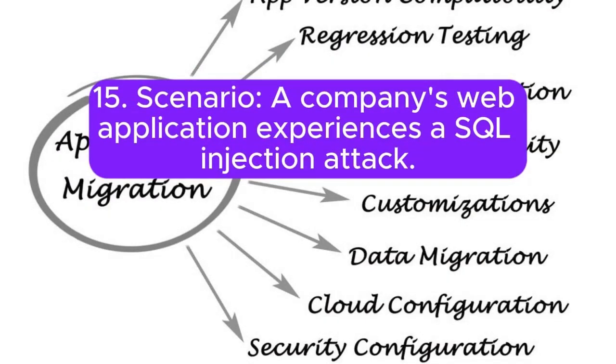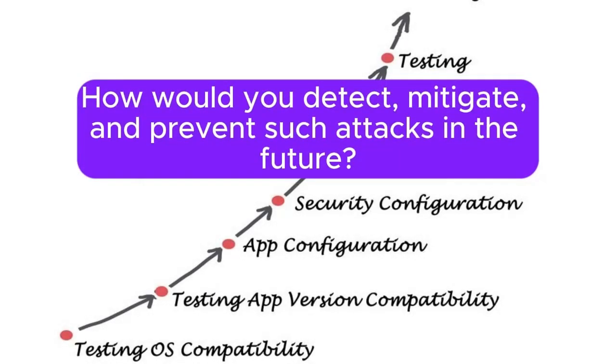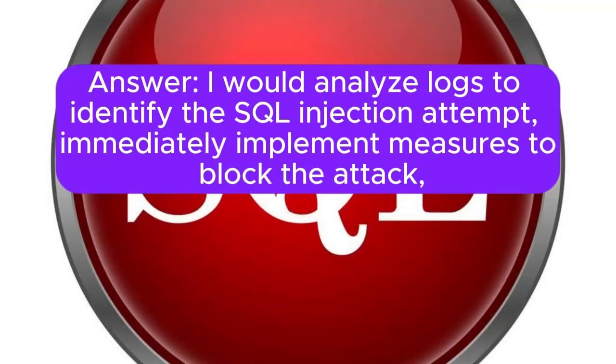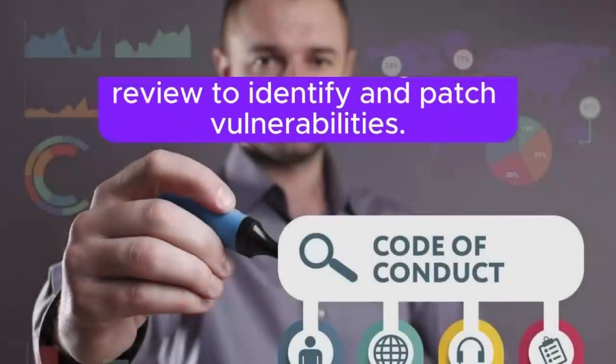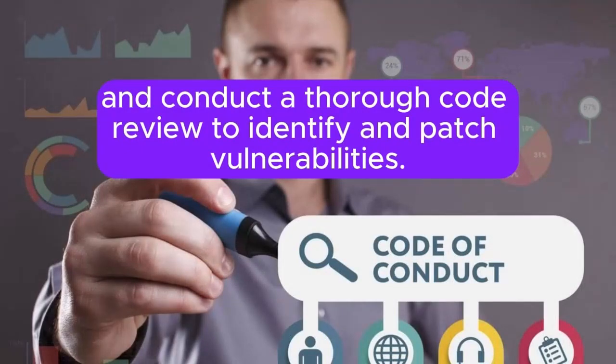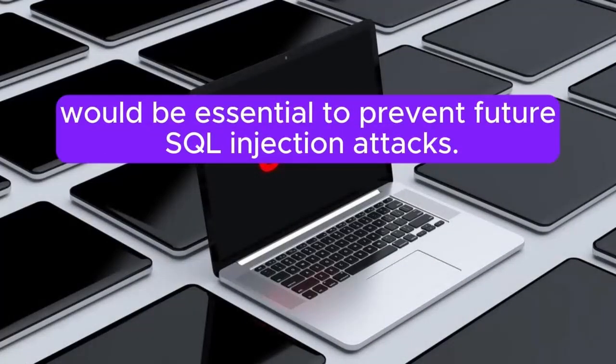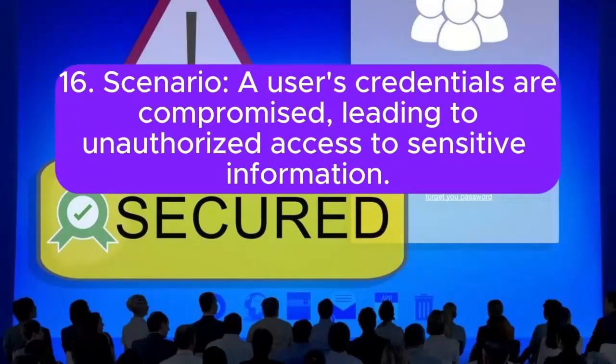15. Scenario: A company's web application experiences a SQL injection attack. How would you detect, mitigate, and prevent such attacks in the future? Answer: I would analyze logs to identify the SQL injection attempt, immediately implement measures to block the attack, and conduct a thorough code review to identify and patch vulnerabilities. Ongoing web application security testing, input validation, and the use of parameterized queries would be essential to prevent future SQL injection attacks.